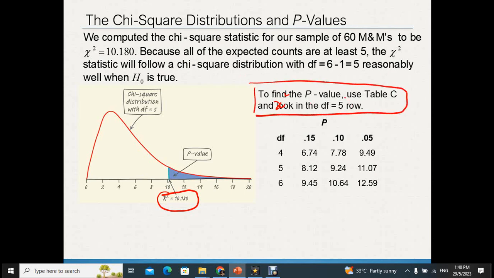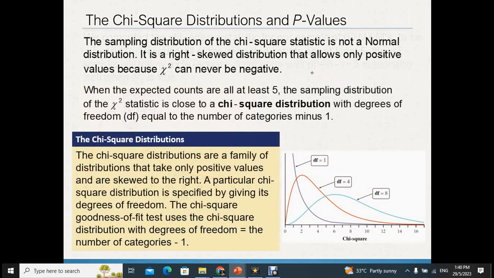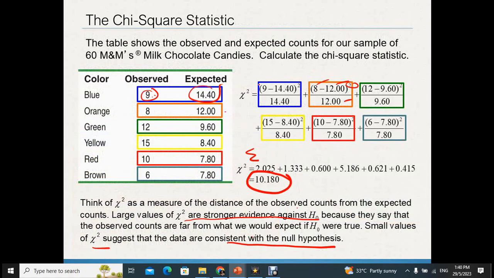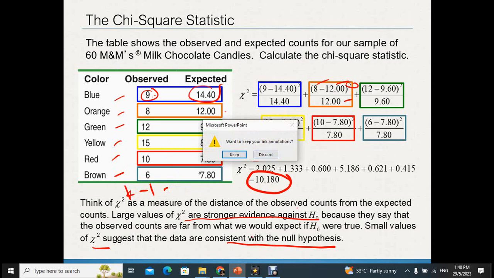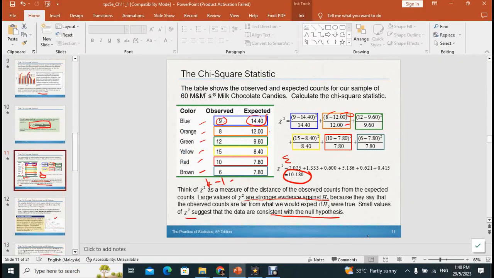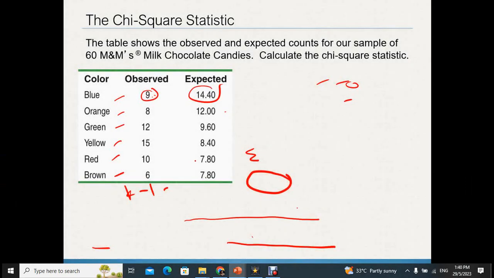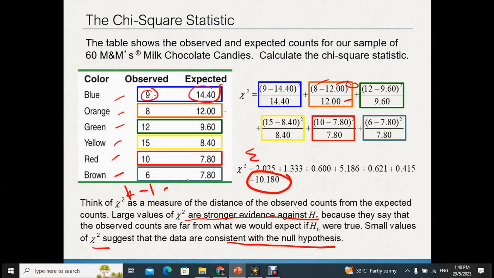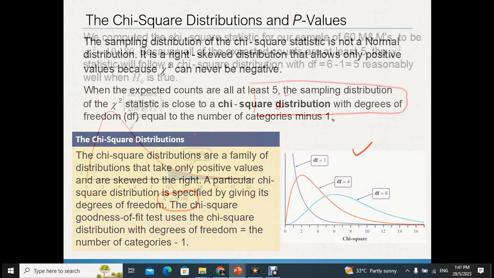So we need to find row 5. Why row 5? Your df is 6 minus 1. How do we get 6 minus 1? You have 1, 2, 3, 4, 5, 6 categories. So df is just k minus 1, which is 6 minus 1, equal to 5. That's why you get the 5 here.